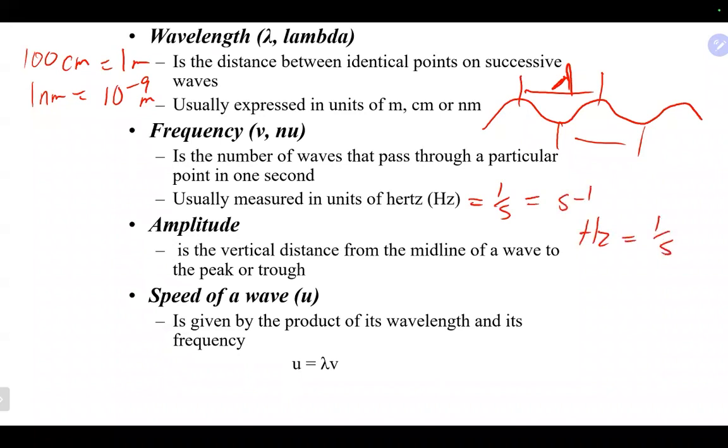The amplitude is from the midpoint to the peak of the wave. So that would be our amplitude right there. And we can calculate the speed of a wave by taking the wavelength times the frequency. If we look at units, the wavelength is typically in meters, and the frequency is 1 over seconds. So when we multiply, it is meters per second, which is a very common unit for the speed, or velocity, of waves and how they travel. Any questions on that?